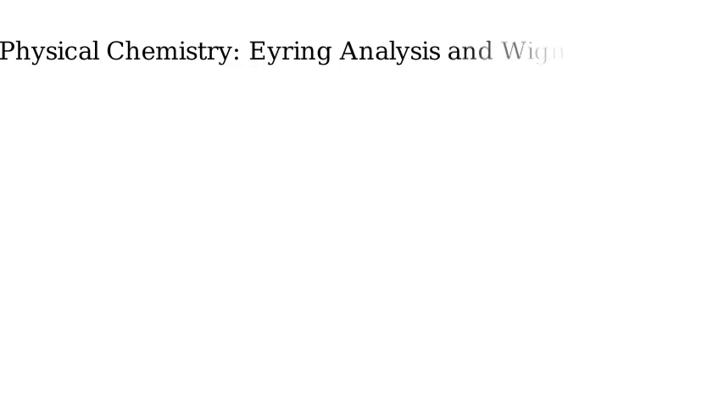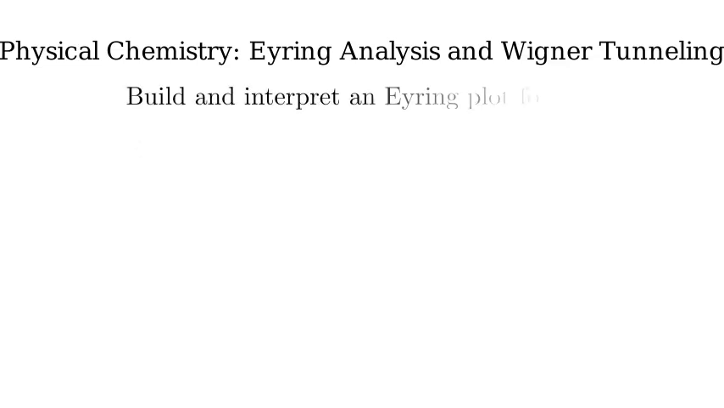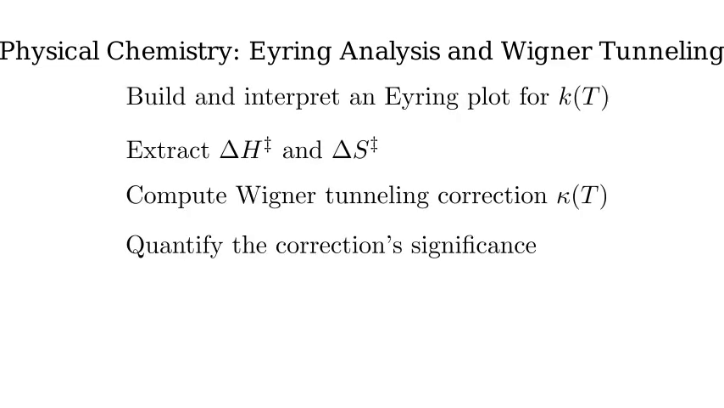Physical chemistry, focus. We will apply the Eyring analysis to a temperature-dependent rate constant, k of T, and then quantify the significance of quantum tunneling using the Wigner correction. Our goals are: 1. Build and interpret an Eyring plot, and 2. Compute the Wigner correction and judge its size.